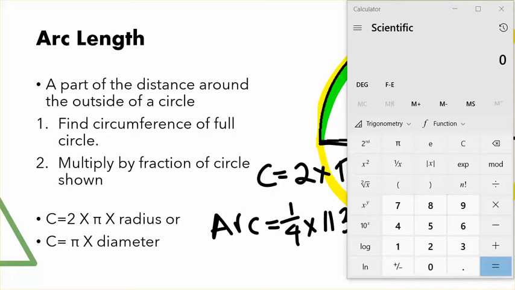If you don't have a fraction key on your calculator, 1/4 you can find by 1 divided by 4, and then times 113.1. That gives me an arc length of 28.275.